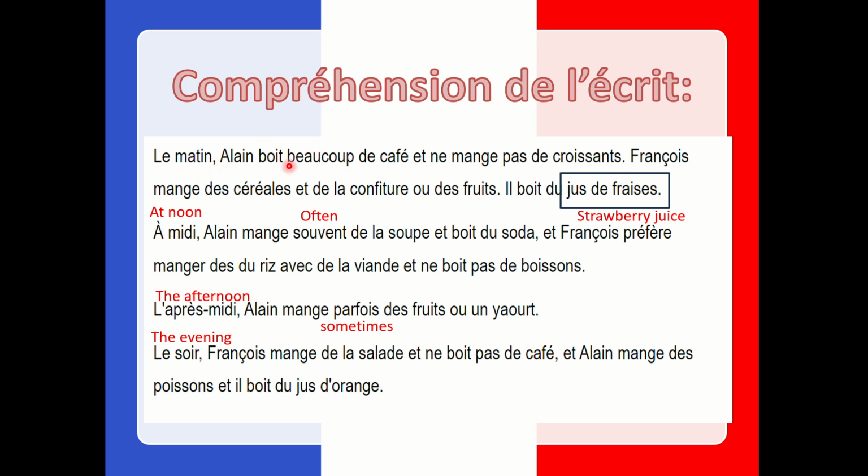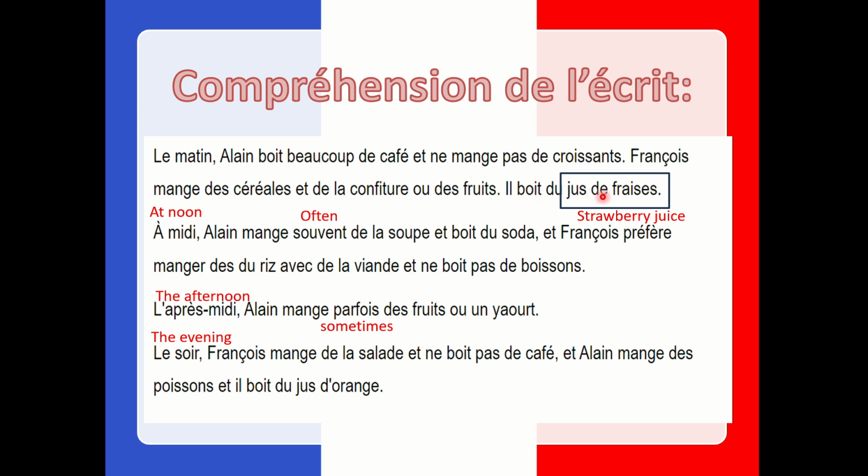Le matin, Alain boit beaucoup de café. So in the morning, Alain drinks a lot of what? Café. Il ne mange pas de croissant. On a la forme négative. The negative form, he doesn't eat croissant. Bravo. This is Alain. We move to another person, François. François mange des céréales et de la confiture. What does confiture mean? Jam, bravo. Ou des fruits. So François eats céréales and jam or fruits.